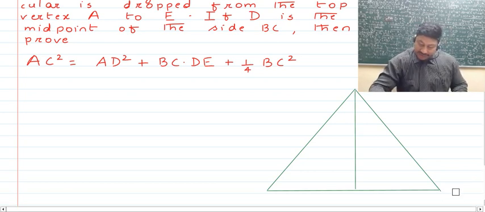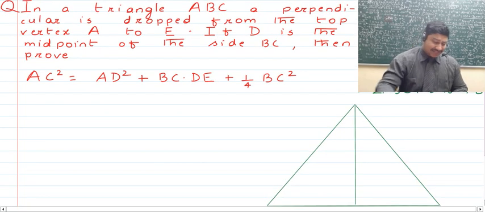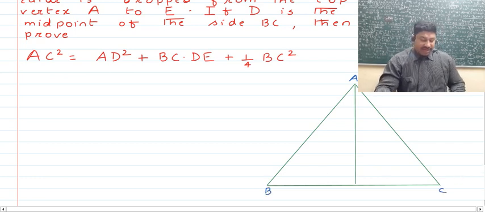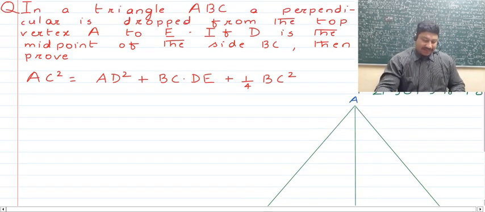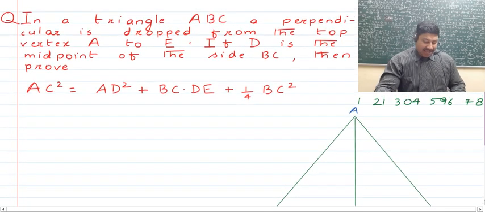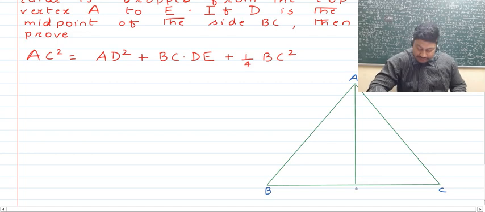After we have the triangle, next we will be naming the vertices, as the name of the triangle is ABC. So as such, we will name it to be A, B and C. And further guys, you've been given here that there is a perpendicular which is dropped from the top vertex A to E. That is, the foot of the perpendicular can be marked to be E.